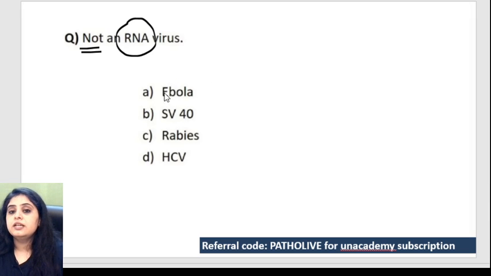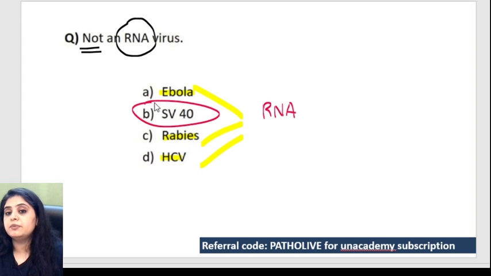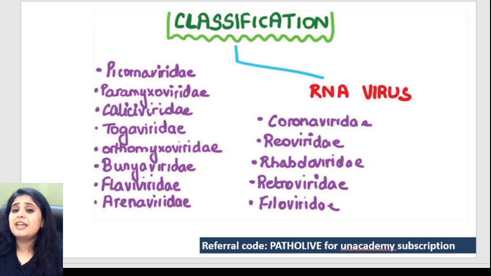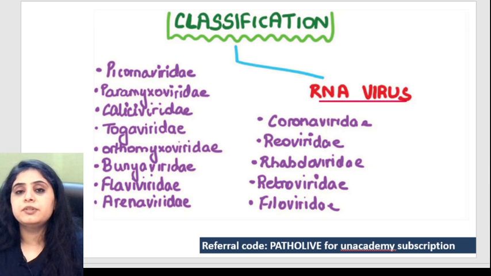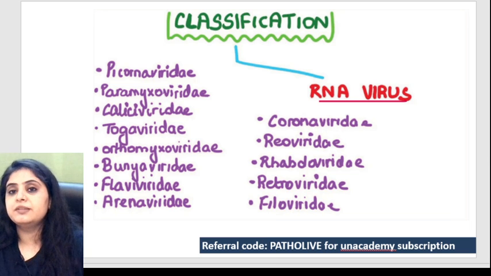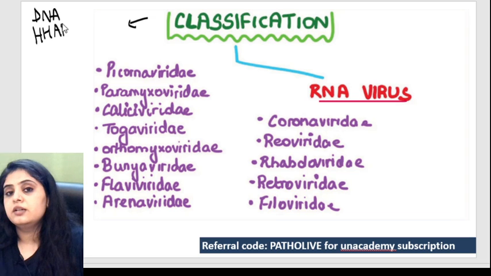Coming back, Ebola, rabies, hepatitis C, all of these happen to be RNA viruses, whereas SV40 happens to be a DNA virus. I hope this question is very clear, because everything else now you can read as per your choice, guys. Everything else, Picorna, Paramyxoviridae, Calci, Toga, Ortho, Bunya, Arena, Flavi, Corona, very important, Reo, Rhabdo, Retro, Filo, all of these now come under RNA. So my simple way of learning was DNA viruses are happy, HHA tetra P.